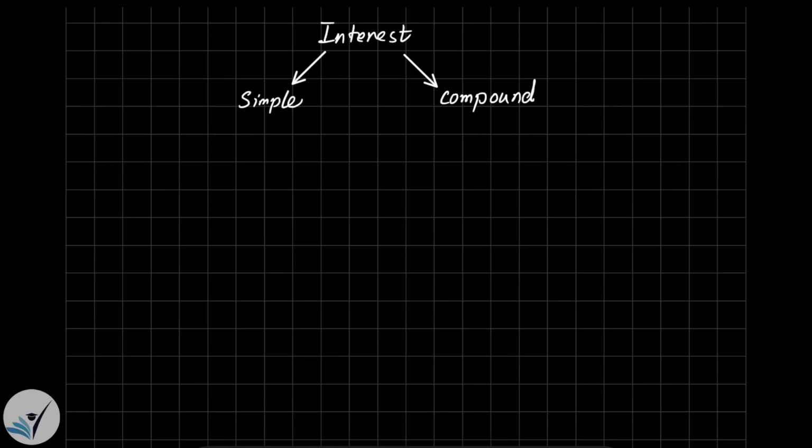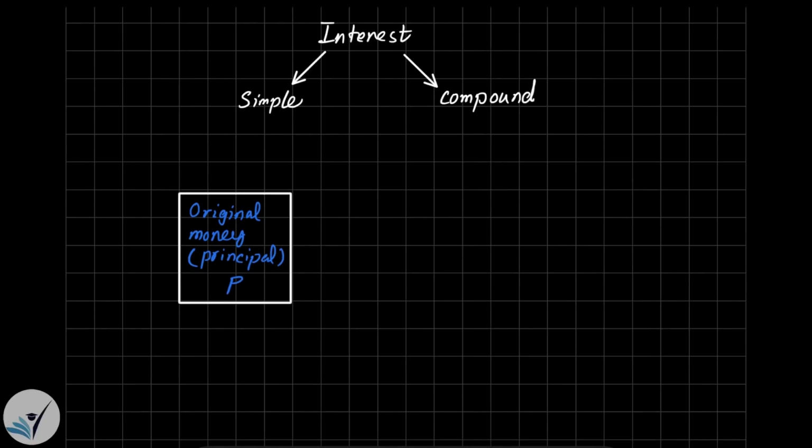In case of simple interest, the interest rate is only applied to the original money. I'm going to use an illustration here to help you better understand this. Let's assume this square here is the original money that you invest in the bank. This is also called principal. Let's call it P here. And the interest rate I is 5% or 0.05.